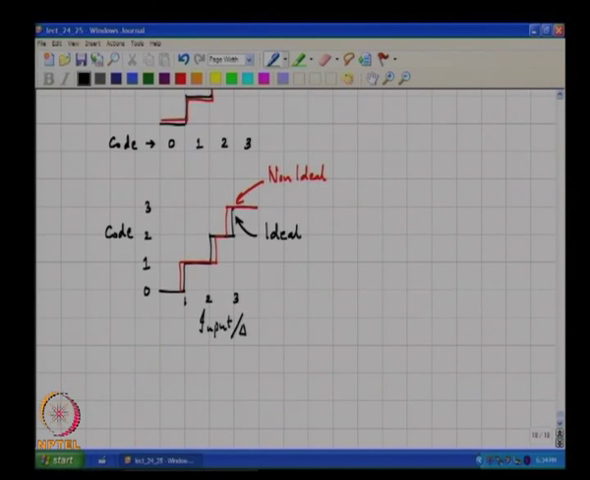Yeah, so this is like adding an offset. Okay. Now, when you cascade the A to D and D to A converter together, ideally you are expecting a characteristic which was doing this, correct. Now, what do you think will happen?